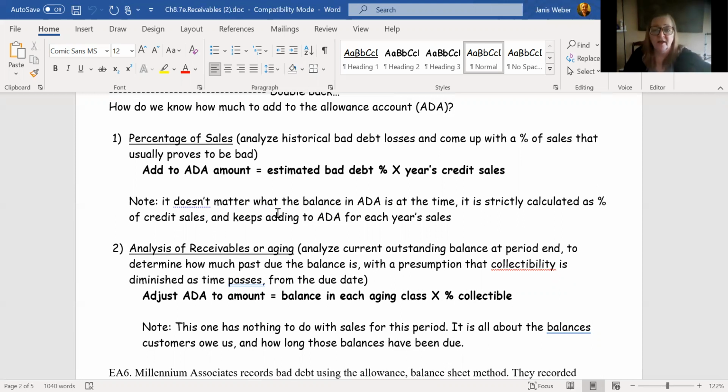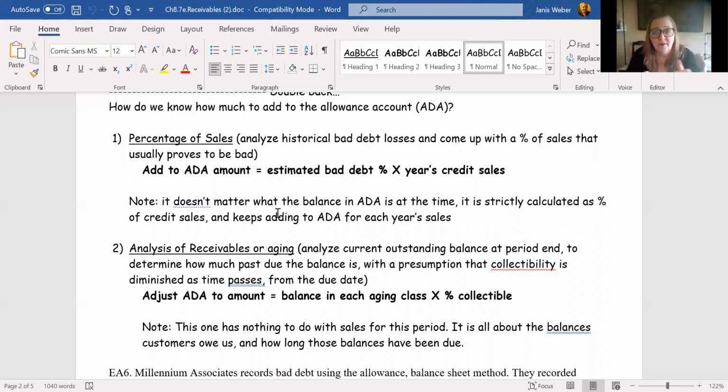So some people call that analysis of receivables method the balance sheet method. And you could think of the percentage of sales as the income statement method, because it's just based on credit sales. So what you do for the percentage of sales, you would have to look at your historical records to see what the write-offs normally were, so you could come up with a percentage of your accounts that are probably bad. That percentage would be applied to whatever credit sales you made this period.